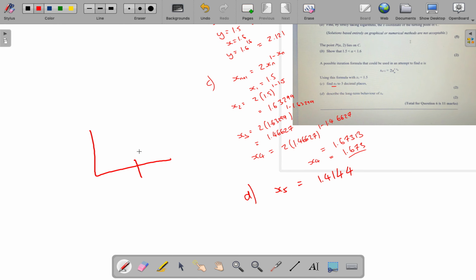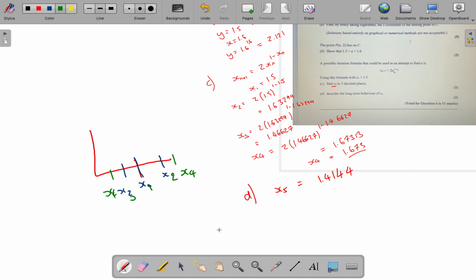So if you look at what's happening here, you've got 1.5 as your starting point, x1, then x2 is 1.63, then x3 is 1.46, and then x4 is 1.673. Well, that's bigger than this one, so that's actually moving away. So x5 here, 1.4144, is actually further away.